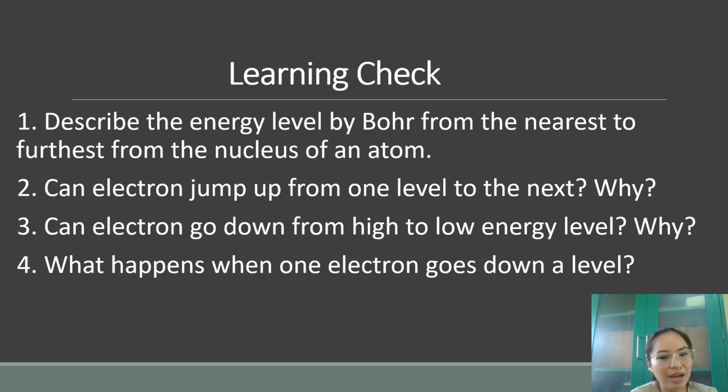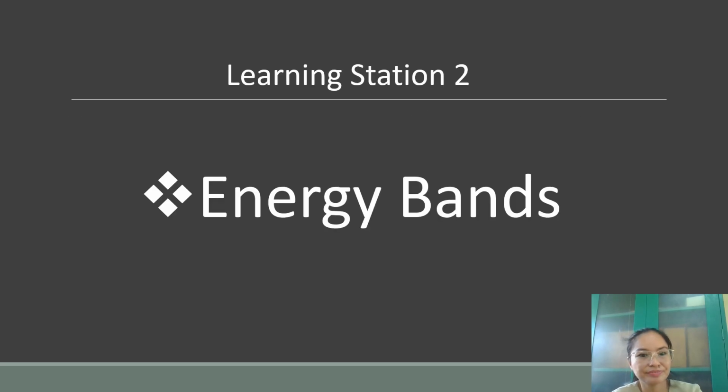Next, number 4, what happens when one electron goes down a level? Okay, numbers 3 and 4 are related questions. As it goes down from higher to lower energy, it will release a flame, so the light energy in the form of flame. Okay, that's it for our energy level definition anchored on Bohr's atomic model.